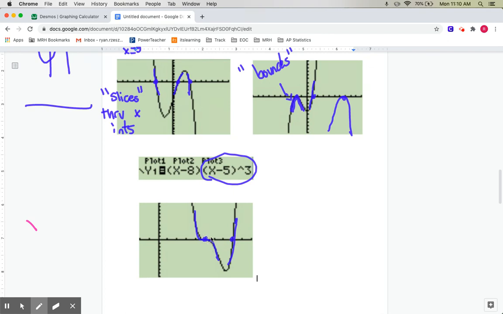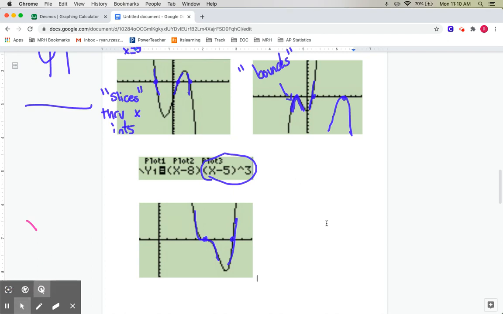It's called an inflection point, the actual mathematical term for it. But something weird happens at that x-intercept. So if a root is going to repeat in general, you're going to see some sort of disturbance or weird thing going on in your picture.